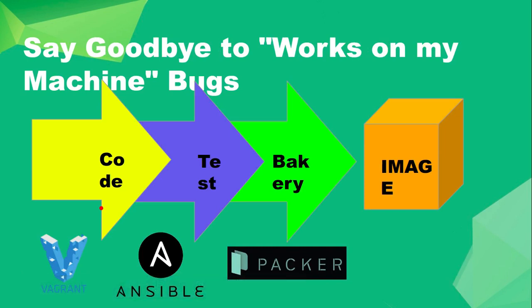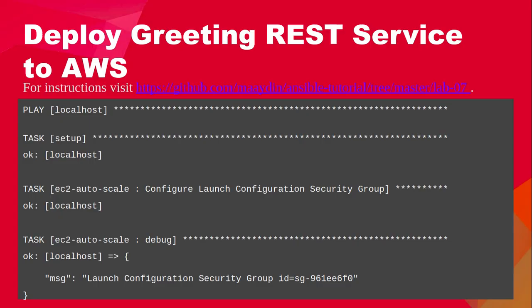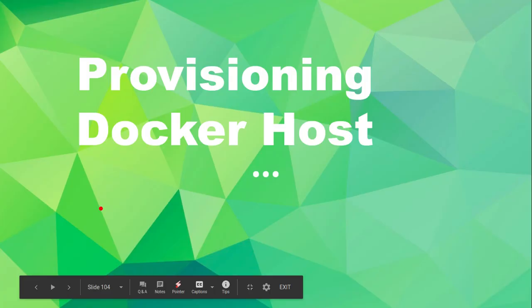Now we know that earlier we were facing the "works on my machine" problem, right? It will work on my machine but it will not work on your machine. If you want to solve this type of problem, we can test and create an image with the help of Docker, and this will solve it. Now let's quickly go through the lab on how we can interact with AWS. So, deploy the greeting rate service to AWS. What I am doing here is just a simple output.